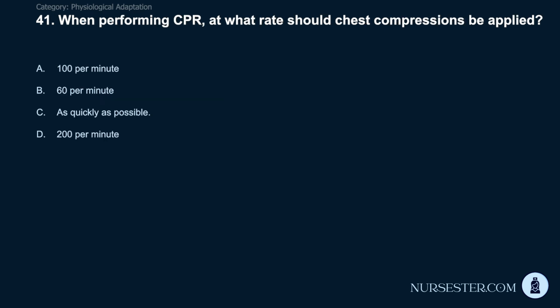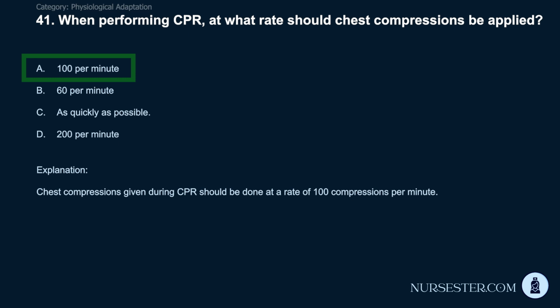41. When performing CPR, at what rate should chest compressions be applied? A. 100 per minute. B. 60 per minute. C. As quickly as possible. D. 200 per minute. Correct answer: A. 100 per minute. Chest compressions given during CPR should be done at a rate of 100 compressions per minute.